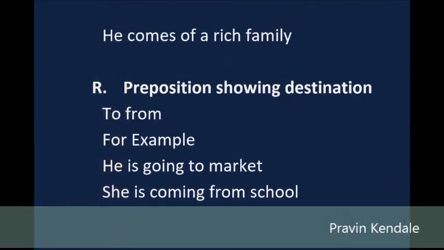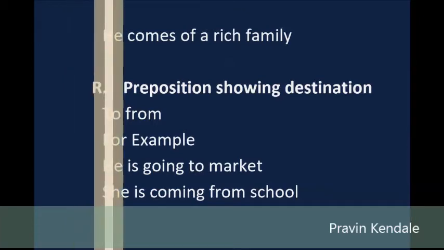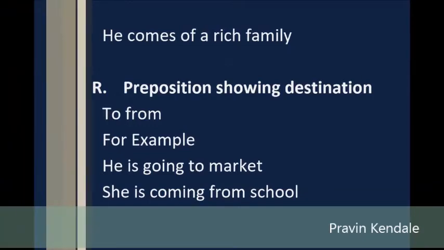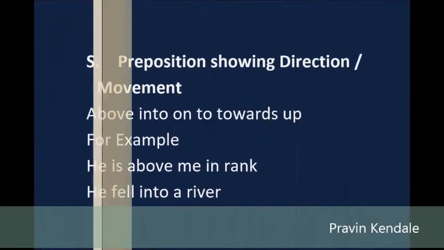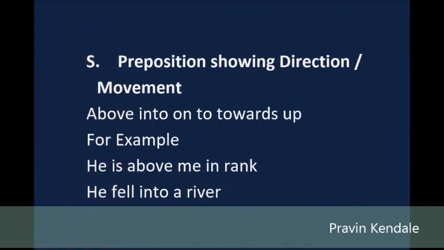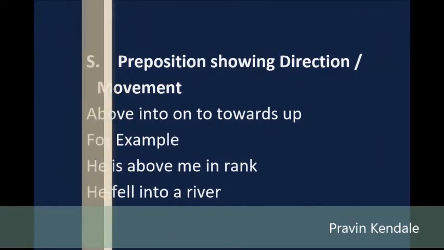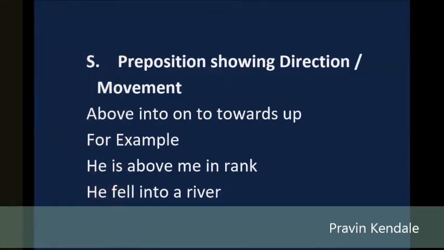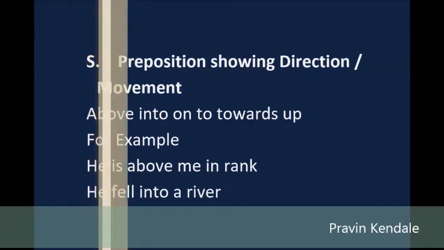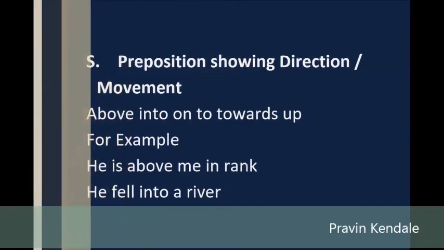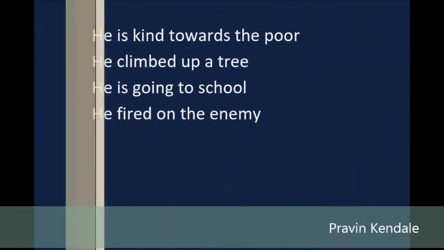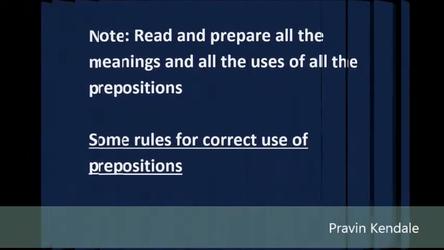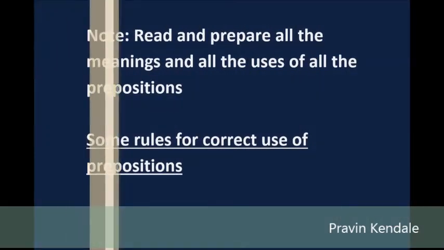R. Preposition showing destination: to, from. For example, he is going to market. She is coming from school. S. Preposition showing direction or movement: above, into, on, to, towards, up. For example, he is above me in rank. He fell into a river. He is kind towards the poor. He climbed up a tree. He is going to school. He fired on the enemy. Note: read and prepare all the meanings and all the uses of all the prepositions.